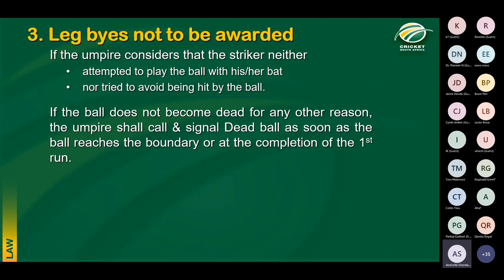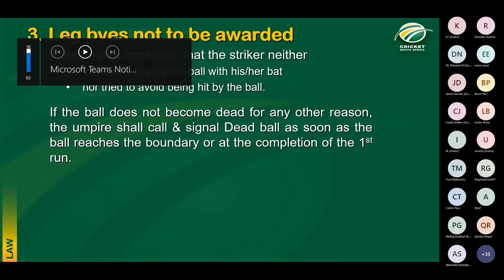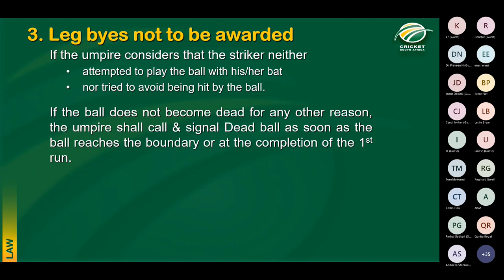And what is that window period? The ball will only become dead as soon as the ball reaches the boundary or at the completion of the first run. So that is the window period the fielding side has to run out either of the batters, if the striker did not attempt to play the ball with his bat or try to avoid being hit by the ball. If they do decide to run, there is an opportunity to run out either of the batters. That window period closes if the ball reaches the boundary or at the completion of the first run. Once the first run is completed or the ball reaches the boundary, the umpire needs to call and signal dead ball.